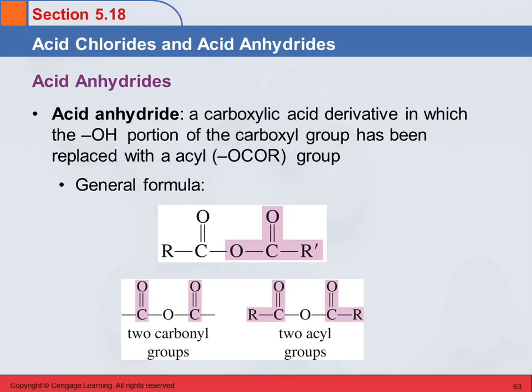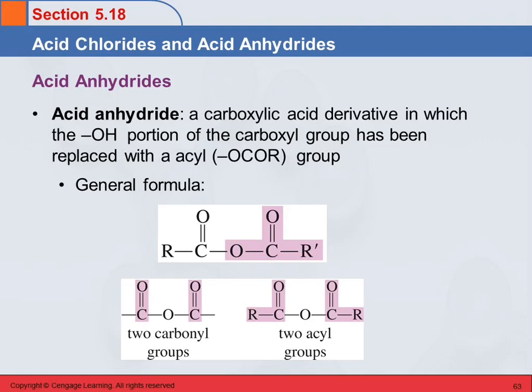Another group of carboxylic acid derivatives are the acid anhydrides. And so here we have this carboxylic acid, and the OH group is replaced with basically another carboxylic acid. So we formed esters between carboxylic acids and alcohols. Here we've got the OH group of an acid forming like an ester here. And these are called acid anhydrides.